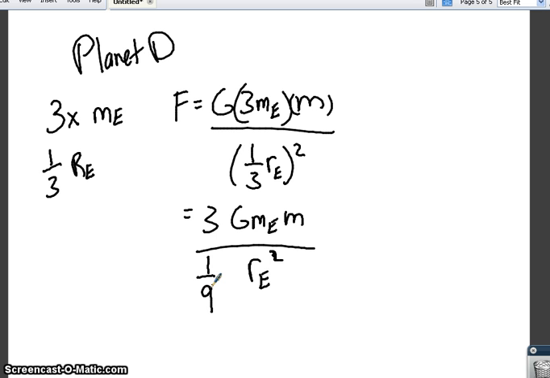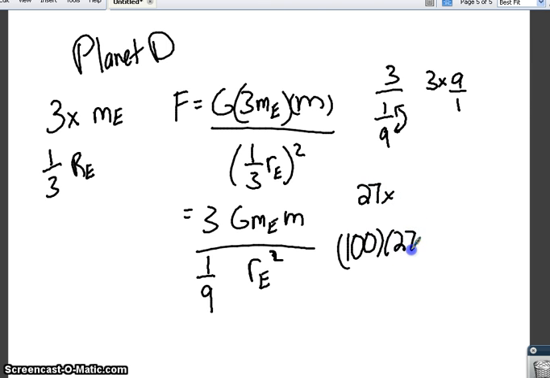So going back to basic math skills, 3 divided by 1/9 is the same thing as 3 times 9 over 1. We multiply by the reciprocal, so we flip these two. So 3 times 9, so this weight would be 27 times more. So our 100 newtons times 27 equals 2,700 newtons. So that is Newton's universal law of gravitation, basically broken down.